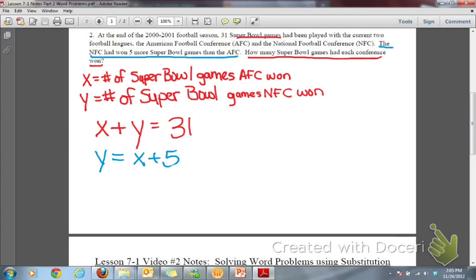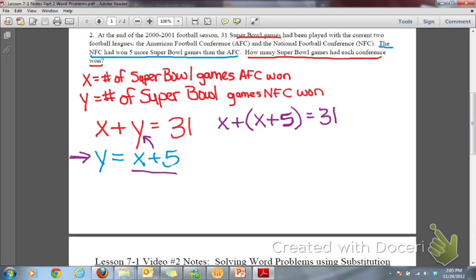Okay, now at this point we have our system of equations. So we have our two equations here. And one of them, the second one, is already ready. It is solved for Y. Y is by itself. So I can take the X plus 5 and I can put it into the first equation right where the Y is. So that first equation is going to become X plus, not Y, but X plus 5, because Y equals X plus 5, and then equals 31.